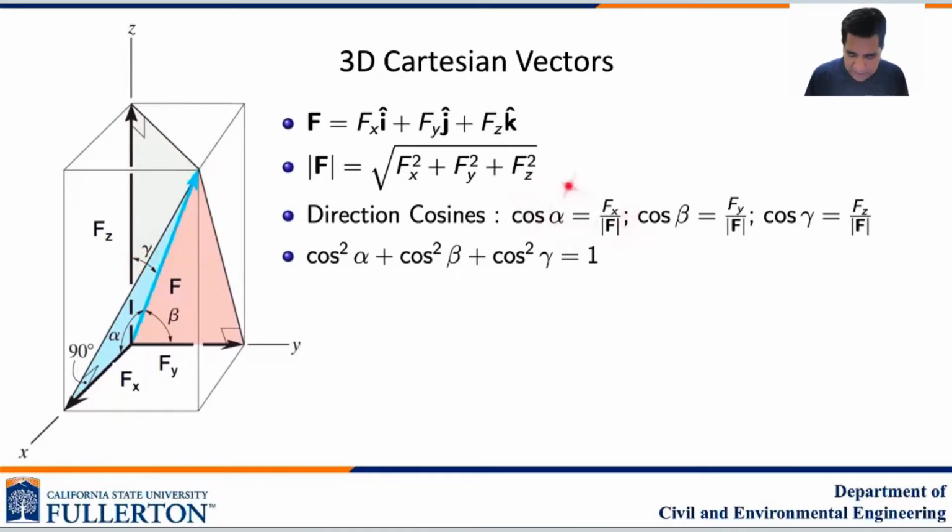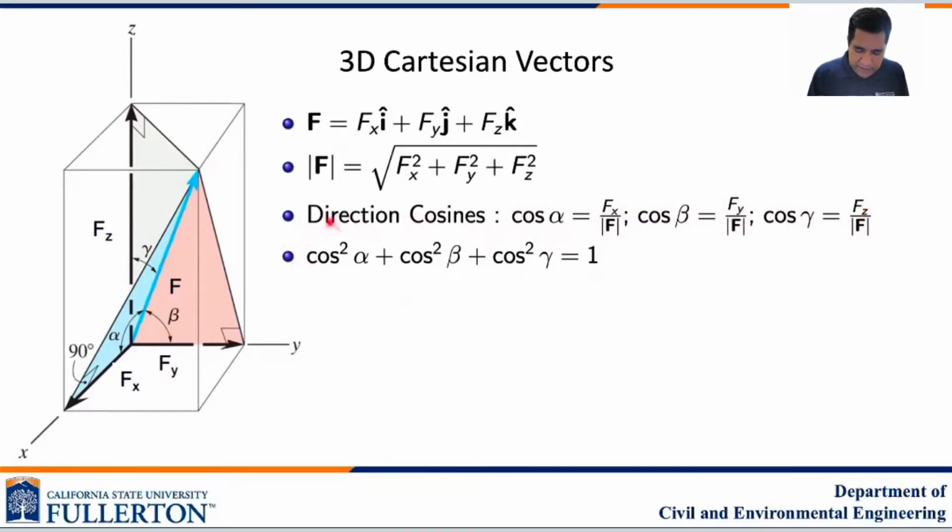So the concept here is very simple. If you have the angle that the force makes with the x-axis, the Fx is going to be simply F cos alpha. If you know the angle that F makes with the y-axis, the component Fy is going to be F cos beta, right? Same thing, Fz is going to be F cos gamma, because gamma is the angle that the force makes from the z-axis.